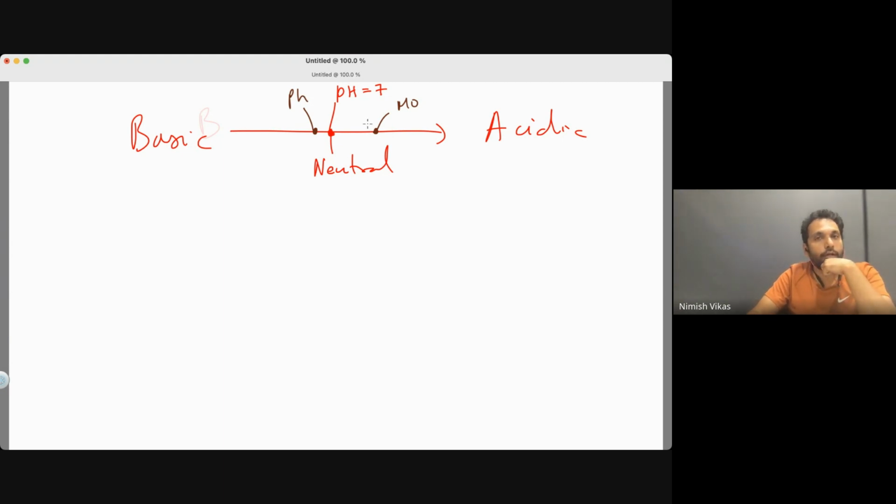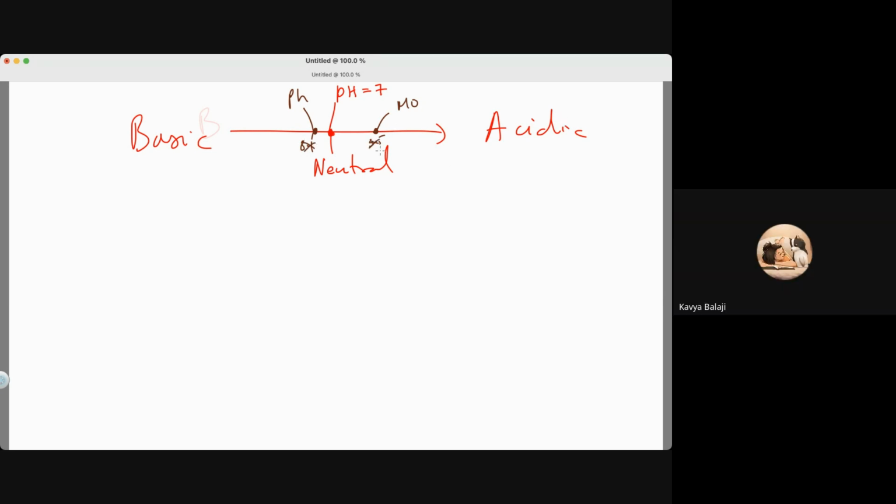You really don't need to know the value. But just for your general knowledge, 3 to 4 pH. So I'll just write 3.5 and 8.1, 8.2 ish kind of pH. You need not know this value. Understood? Okay.